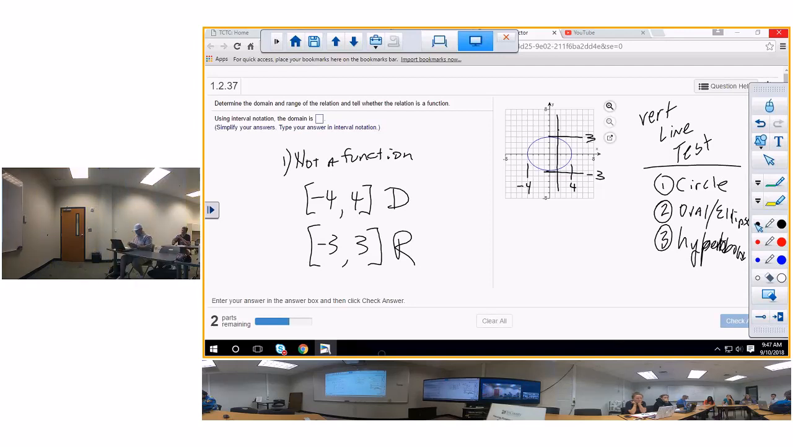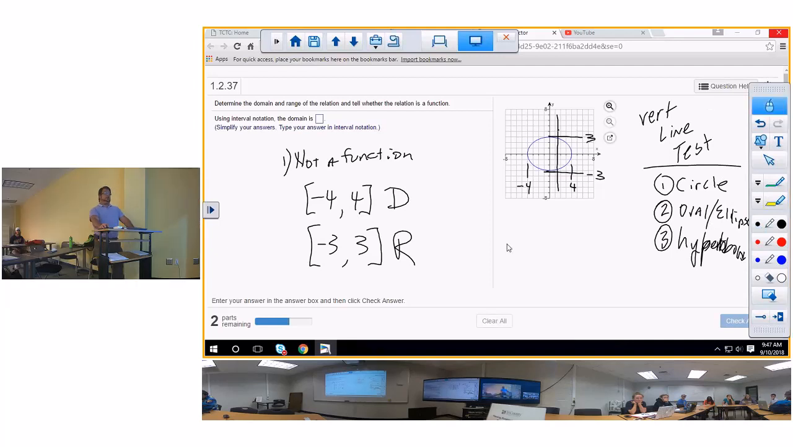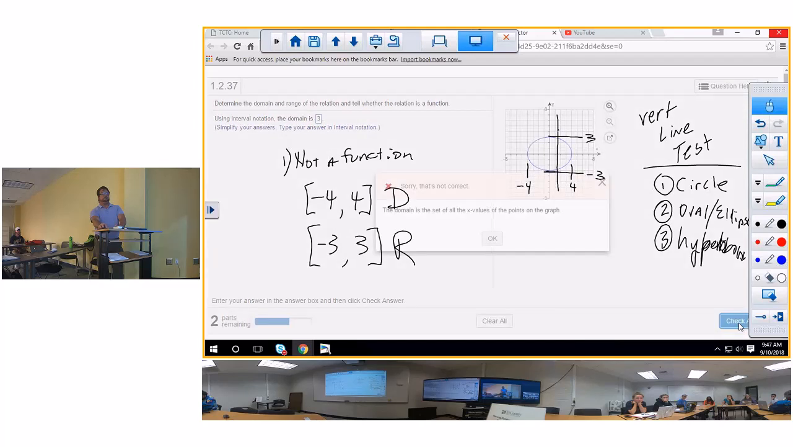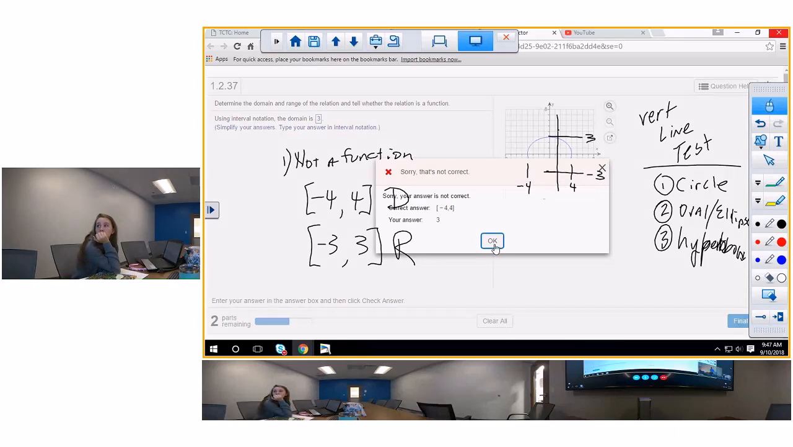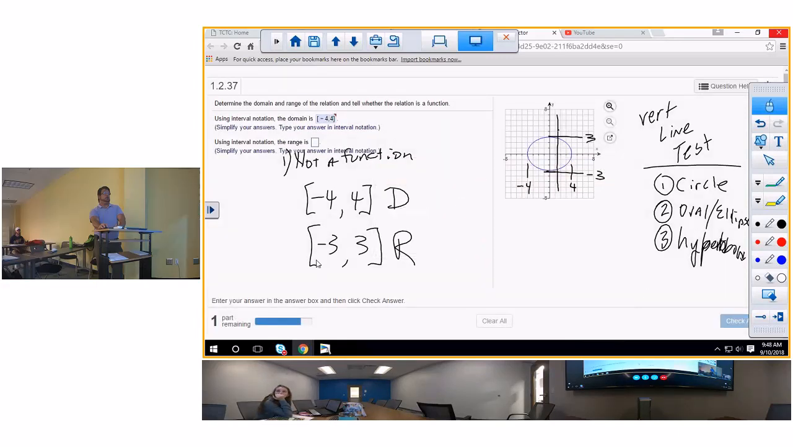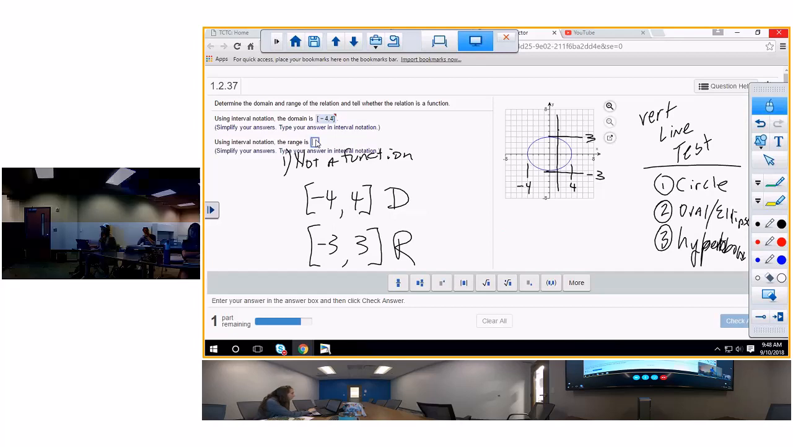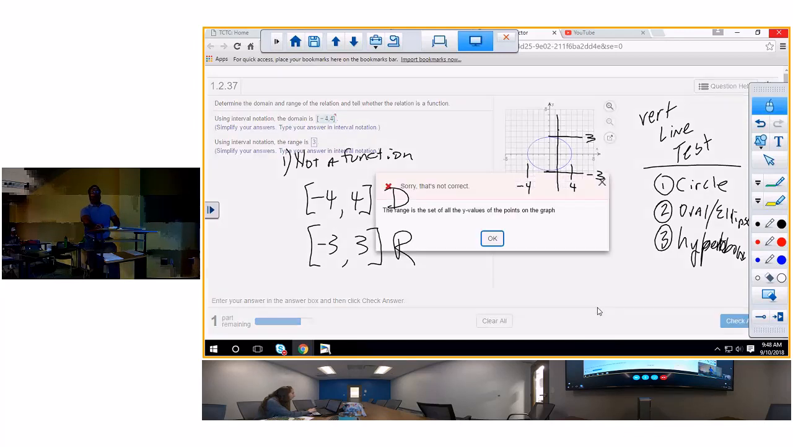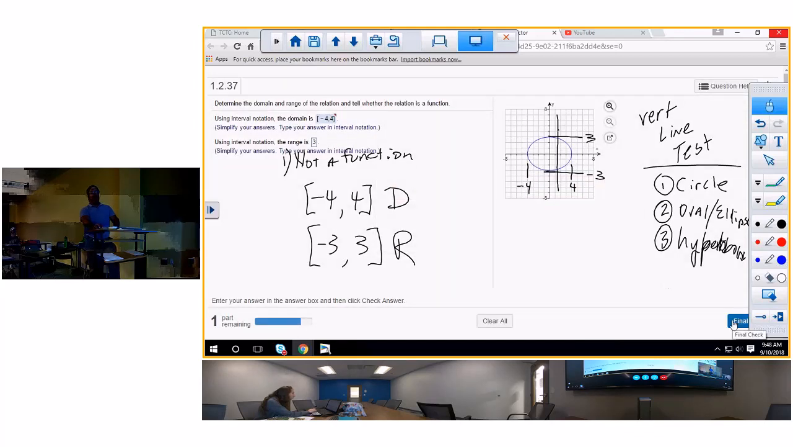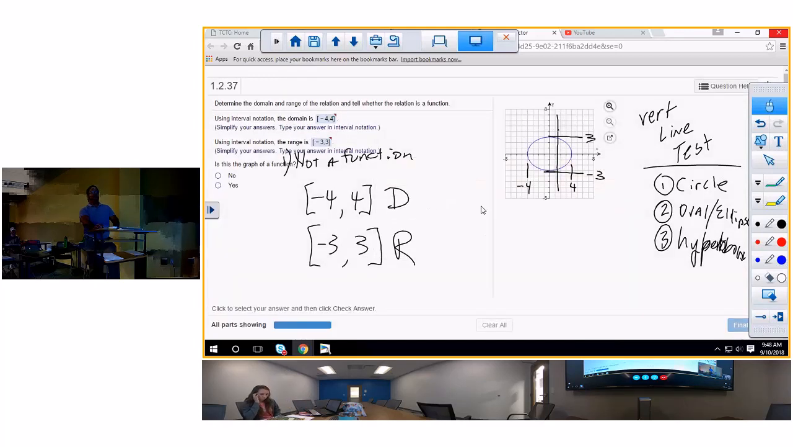Okay? I'm not going to type in the answers. They're just going to ask for just the domain. Range, same thing. So when I ask for the domain, we need the brackets? Yeah, because it's inclusive. It touches 3. Now, if it has an open circle on it, which it wouldn't on a circle, it would have a parenthesis or infinity. No, it is not a function.